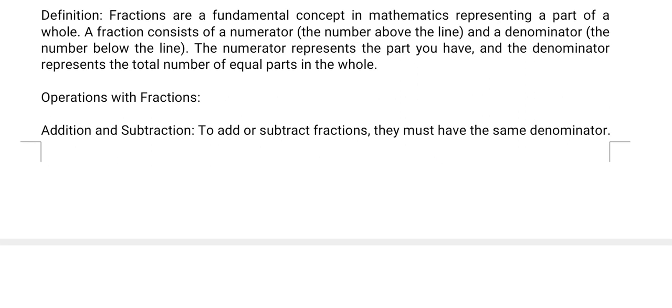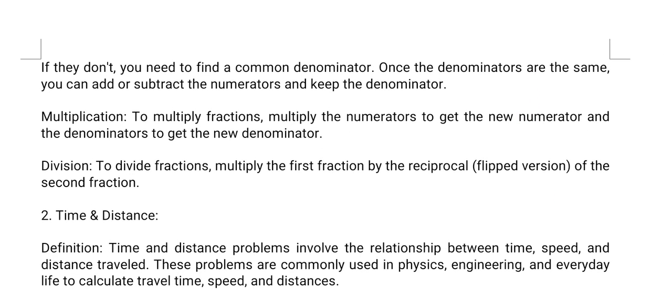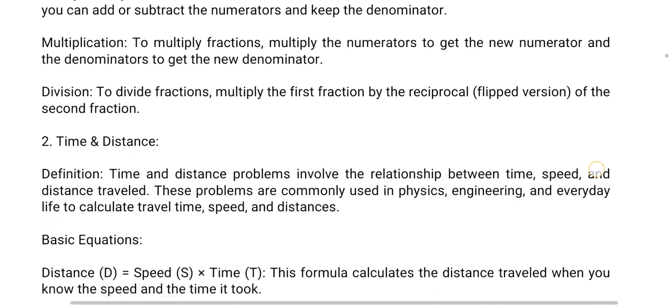And operations with fractions, addition and subtraction. To add or subtract fractions, they must have the same denominator. If they don't, you need to find a common denominator. Once the denominators are the same, you can add or subtract the numerators and keep the denominator. And multiplication: to multiply fractions, multiply the numerators to get the new numerator and the denominators to get the new denominator. Division: to divide fractions, multiply the first fraction by the reciprocal, the flipped version, of the second fraction.